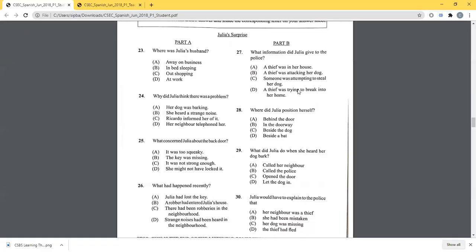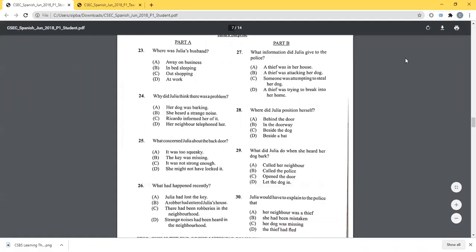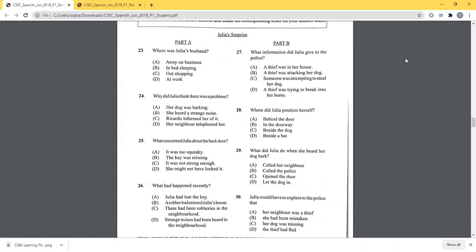So, interestingly enough, just looking at CSEC's typos, because I like pointing them out. CSEC calls this midnight noises on the teacher script. I think they forgot to change the name on the teacher script because they copied and pasted. But they seem to have changed it to Julia's surprise for whatever reason in the students' version. I don't know why. Okay, so I'm going to read part A.